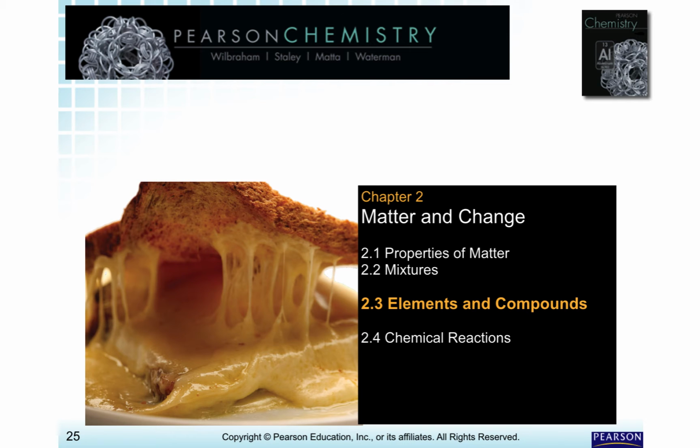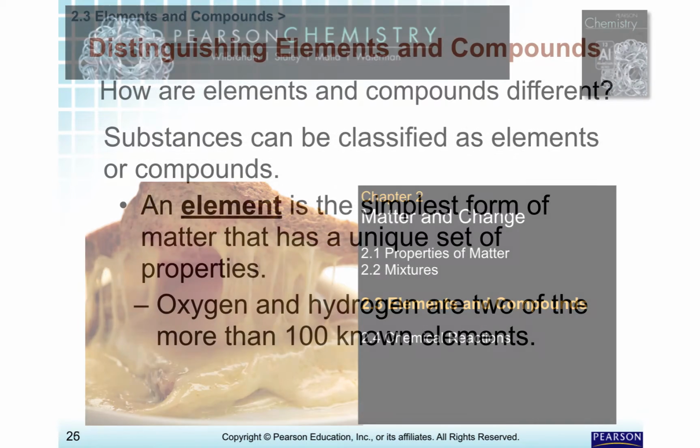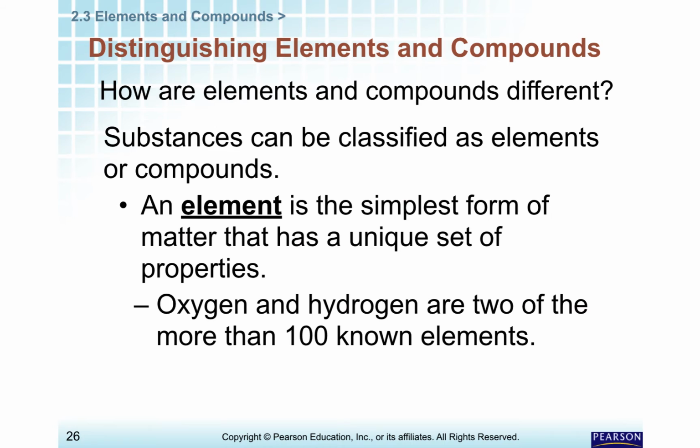Section 3. Elements and compounds. How are elements and compounds different? Substances can be classified as elements or compounds. An element is the simplest form of matter that has a unique set of properties. Oxygen and hydrogen are two of more than 100 known elements.